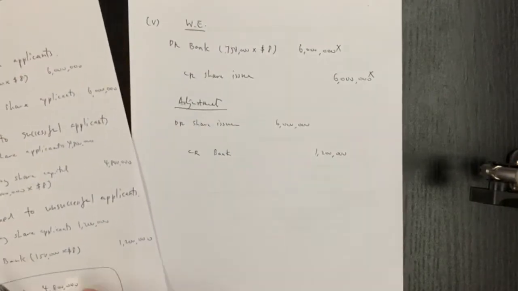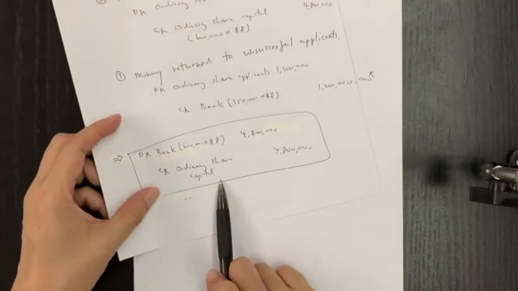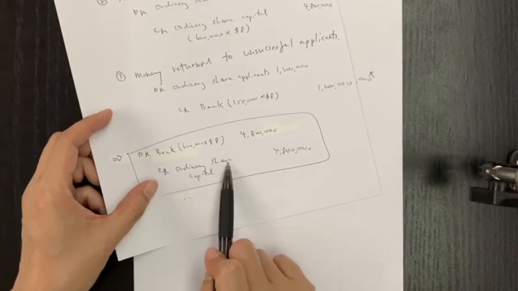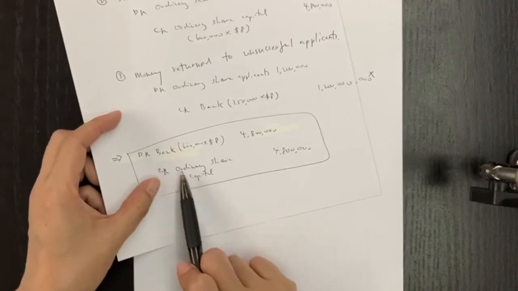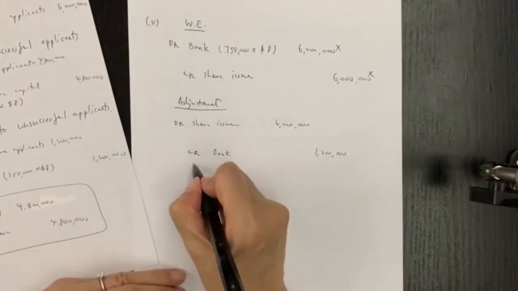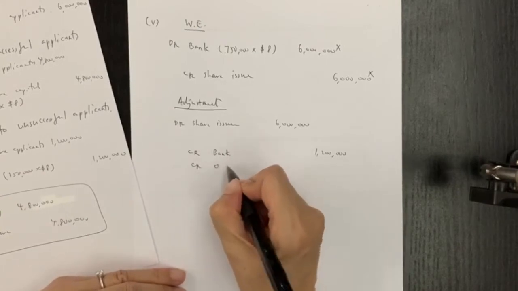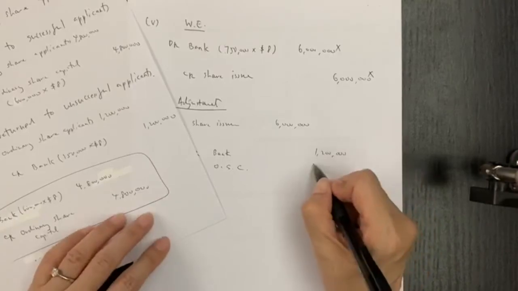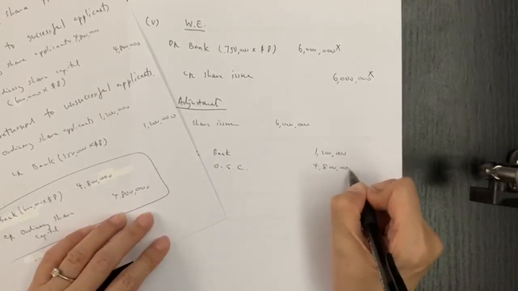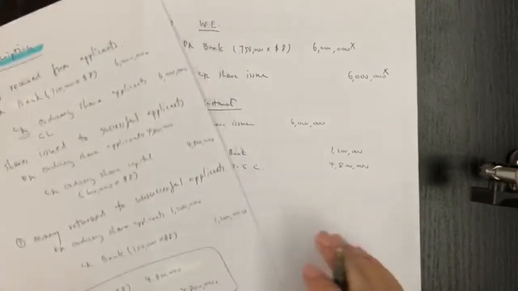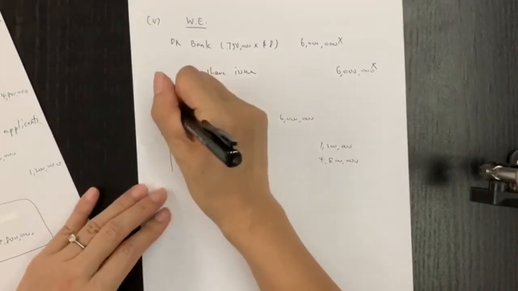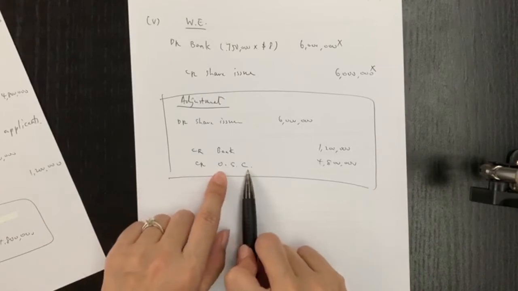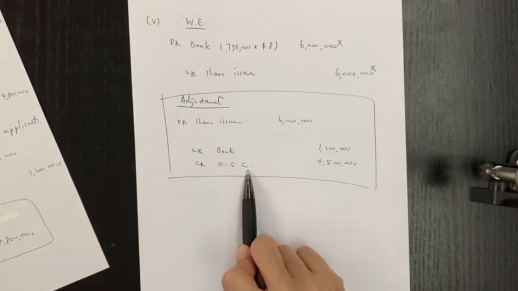And what else do we have to do? This is the correct double entry: debit bank by 4.8 million and credit ordinary share capital. So now credit ordinary share capital by 4.8 million. This is all the adjustments related to the correction of error for oversubscription.